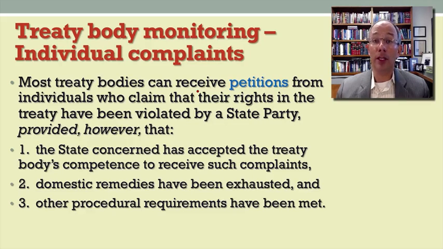First, and most importantly, the state concerned has to have accepted the treaty body's competence to receive such complaints, and as we'll see in a moment, not all states have. Secondly, the individual must exhaust domestic remedies. That's another way of saying that if there are ways to obtain relief, compensation, a change in policy, etc., that should be pursued at the domestic level, with international mechanisms like the treaty body serving as a backstop if governments don't respond to attempts to obtain domestic remedies.